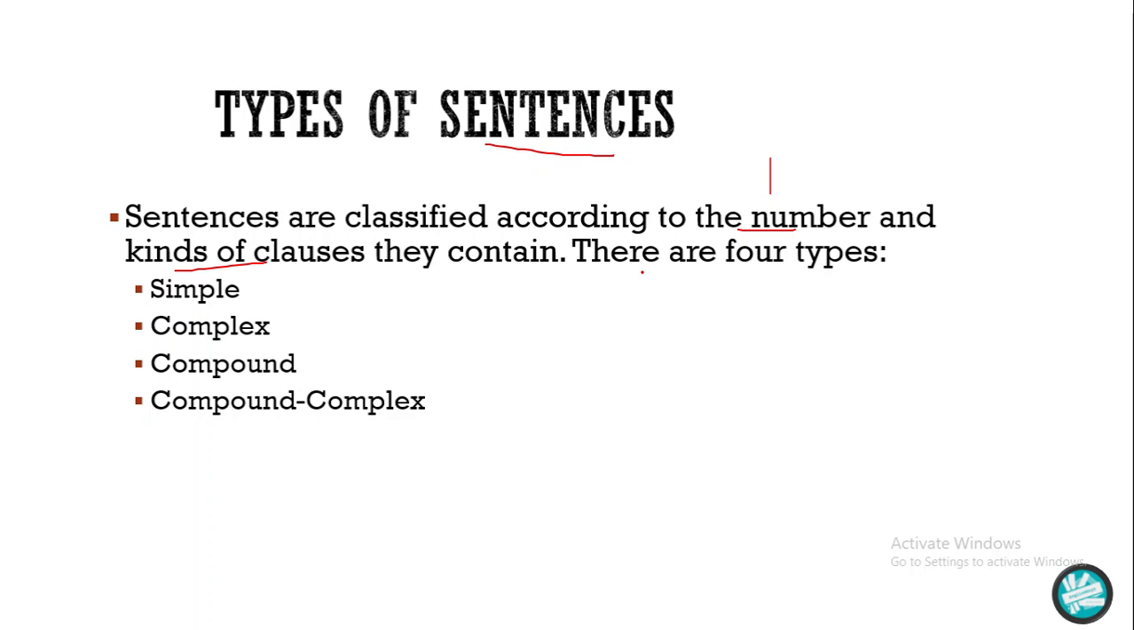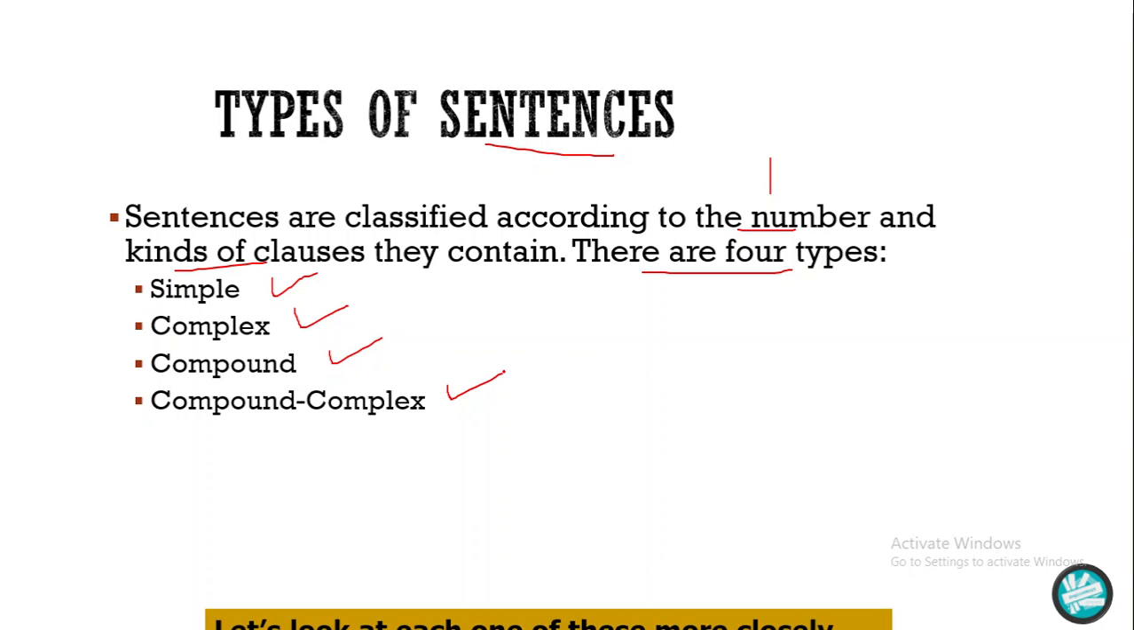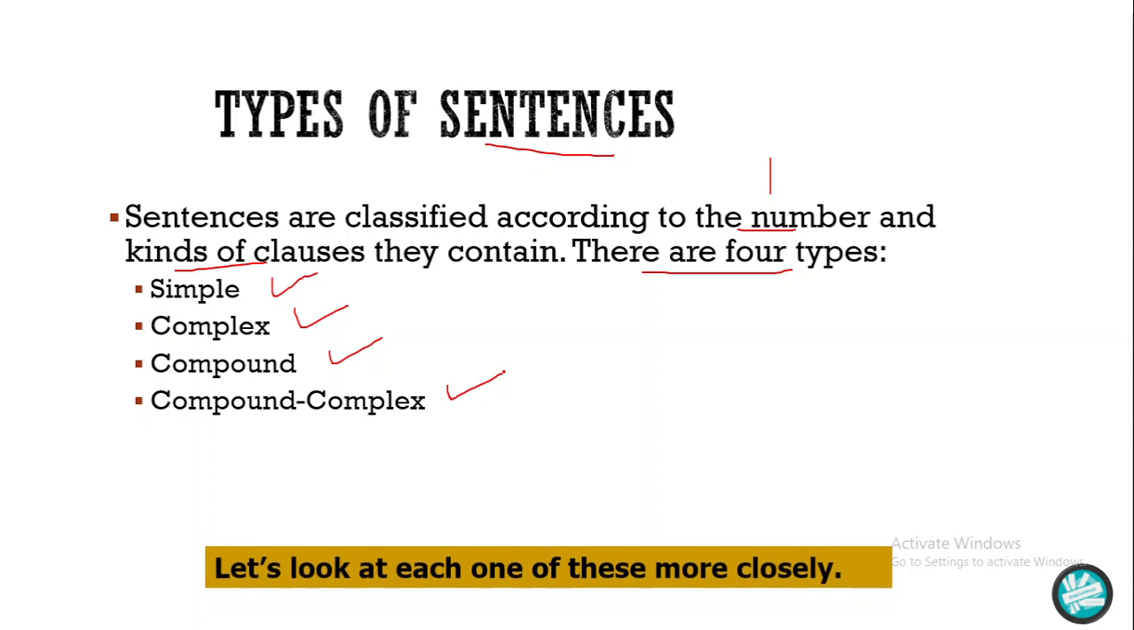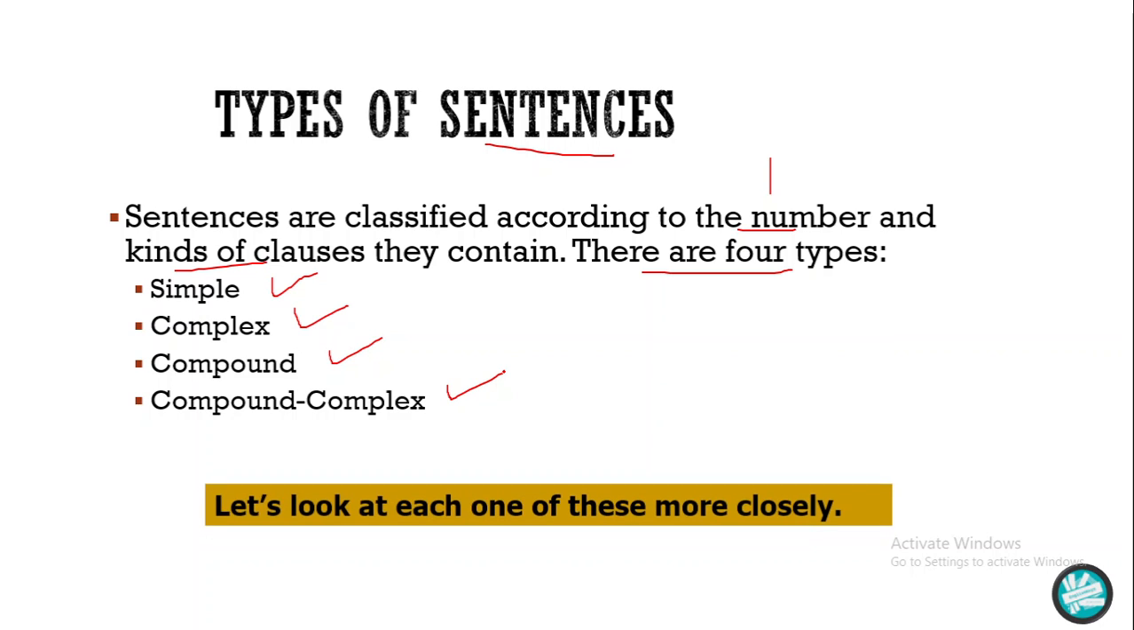And according to that, there are four types: simple sentences, complex sentences, compound sentences, and compound-complex sentences. So let's learn about these types in detail, and we'll look at each one of these more closely.